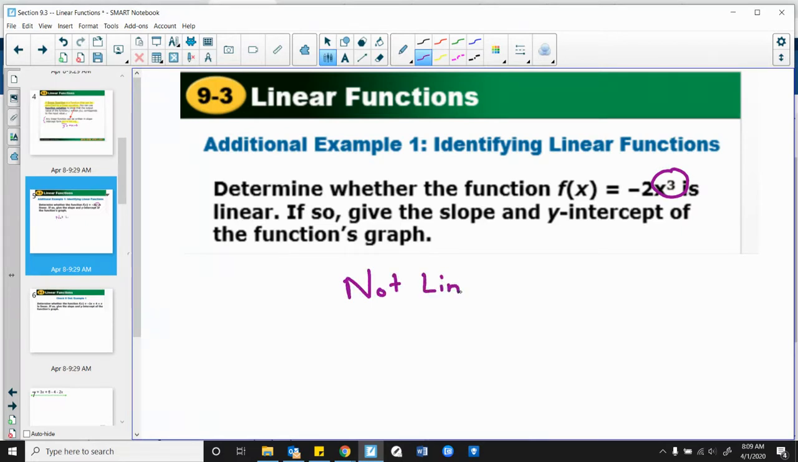I had quiz questions, a test question that asked which one of these is not linear, and you always circled the one with the exponent. It's the same situation here. If you see that exponent of 3, and you're going to see it on your homework, you know it's not linear. So this one you can't find a slope and y-intercept because it's not linear. Okay, let's look at the next one.